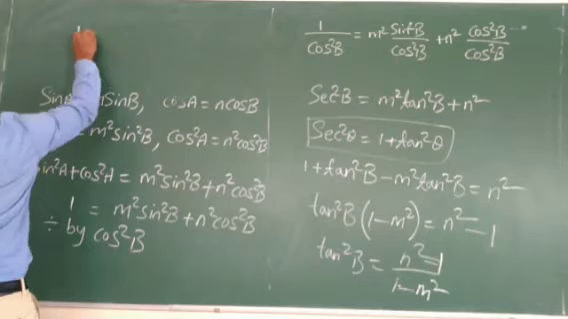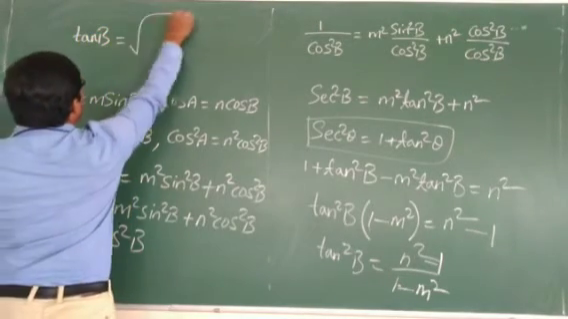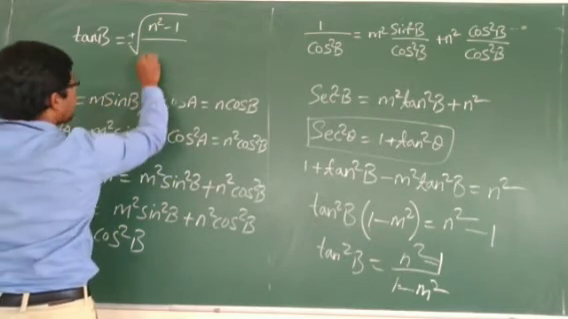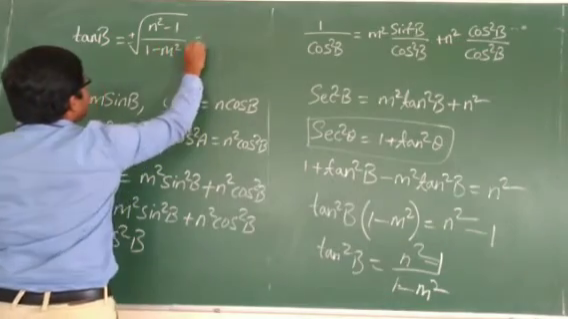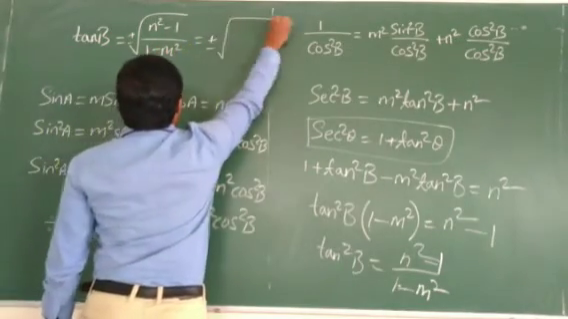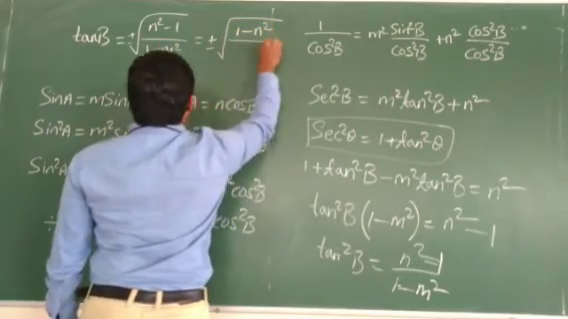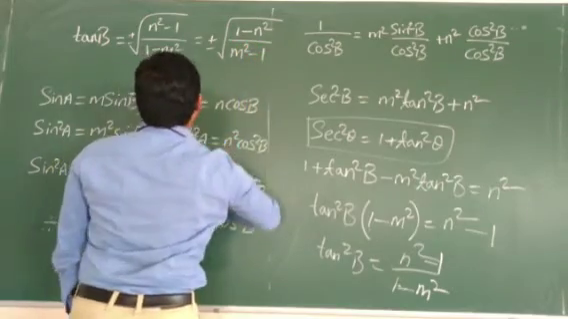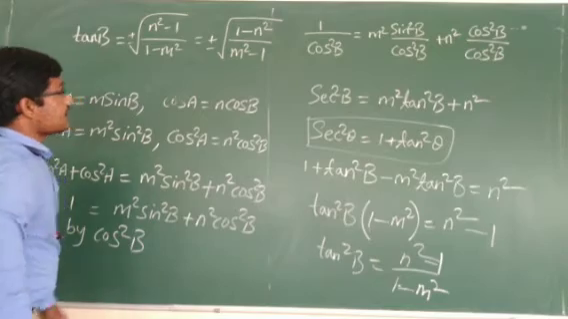If you take root, so tan b is equal to plus or minus root n square minus 1 by 1 minus m square, or you can also write this as plus or minus root 1 minus n square by m square minus 1. If you take minus common here, you get 1 minus n square, and minus common here, you get m square minus 1. Minus minus, what you take common, that will be cancelled.